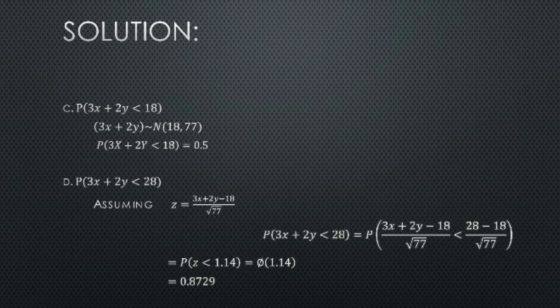Now let's move to letter D. Now in here, assuming Z is equal to 3X plus 2Y minus 18 all over the square root of 77. Now with that, we come up with this: P of 3X plus 2Y less than 28 is equal to P of 3X plus 2Y minus 18 all over square root of 77 less than 28 minus 18 all over square root of 77. So just divide the given numbers by the square root of 77 in the denominator. That's why we come up with P of Z less than 1.14 is equal to phi of 1.14. That's why we come up with 0.8729. So that's the answer for letter D.